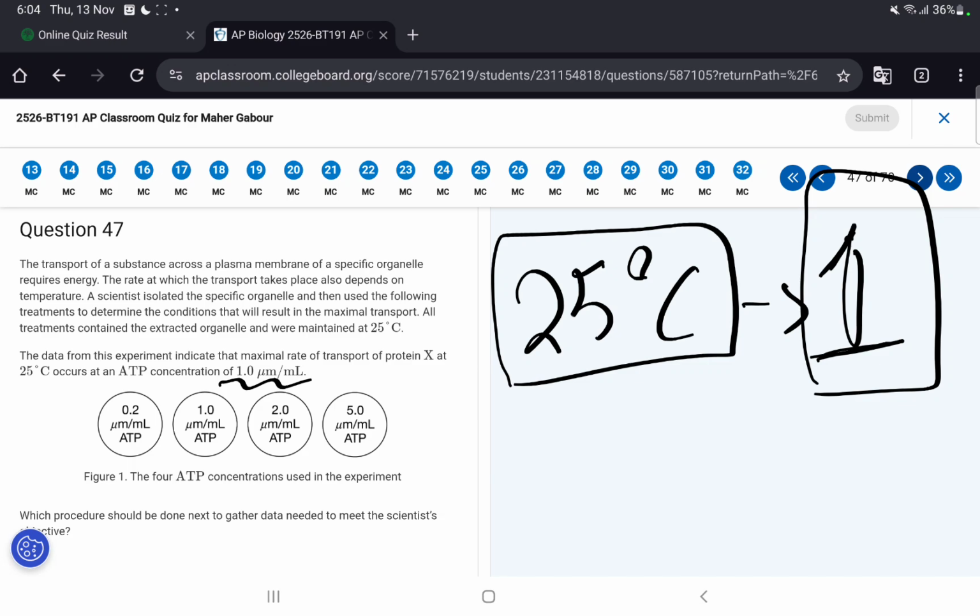We know that. Okay, we have to find the optimal temperature as well. So we have to test. We keep our optimal concentration. We're going to use it, and we're going to see at which temperature this one concentration makes the biggest transport rate. So at which temperature is the transport rate maximized at a concentration of 1 micrometer per milliliter?